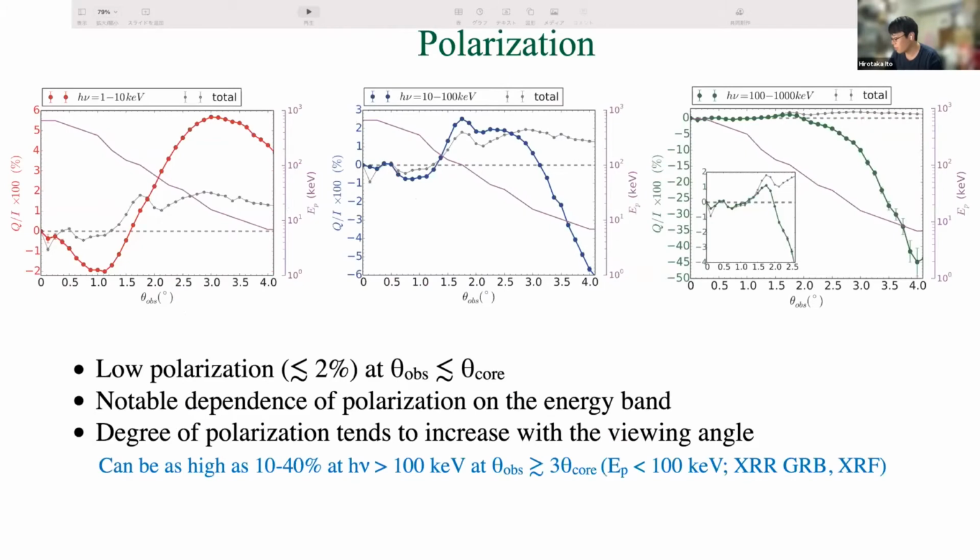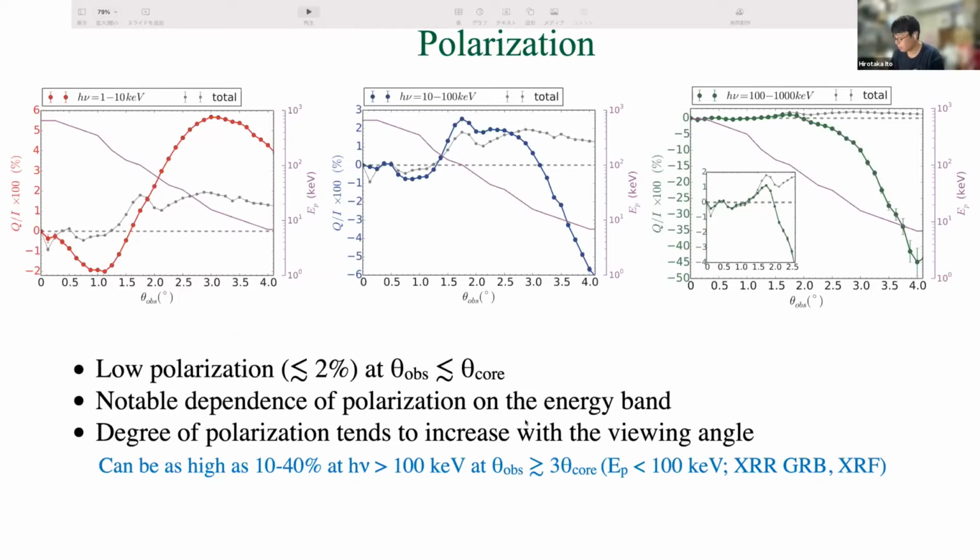Okay, so this is the polarization signature, and it also shows similar features to those found in the long GRB simulations. Near the core region of the jet, we find relatively low polarization, only up to a few percent. But at larger viewing angles, the polarization degree tends to increase, tends to be high at the higher energy band, and can be as high as 30 or 40% at most at the large viewing angle regions.